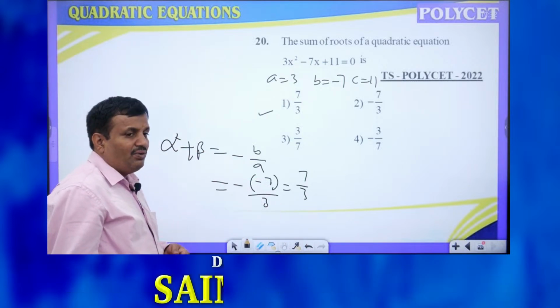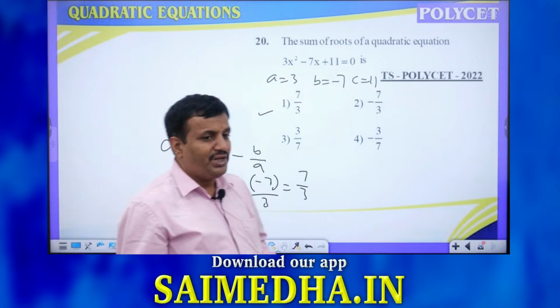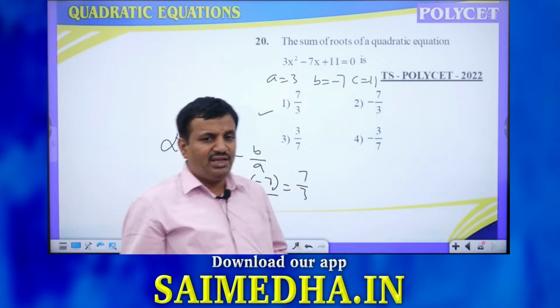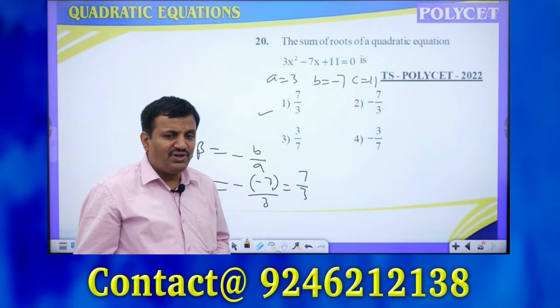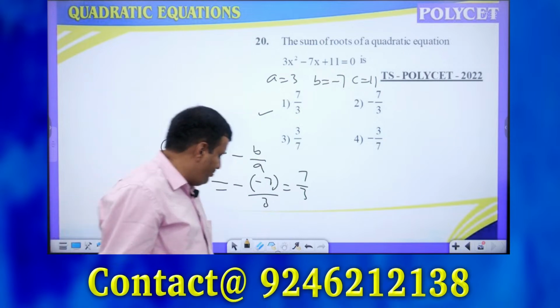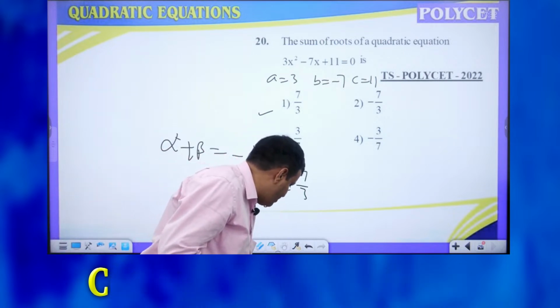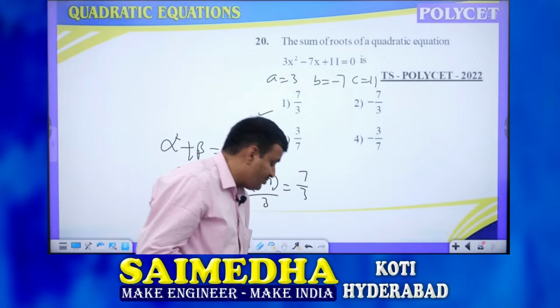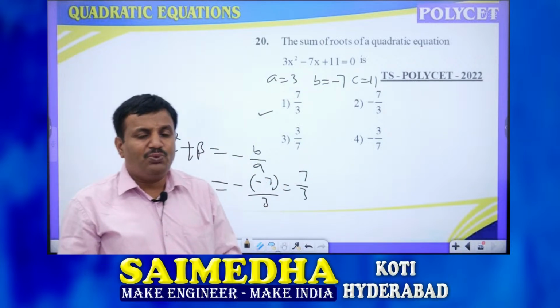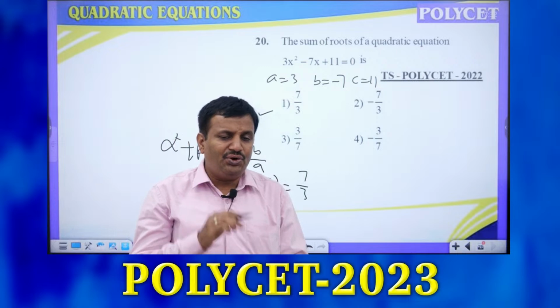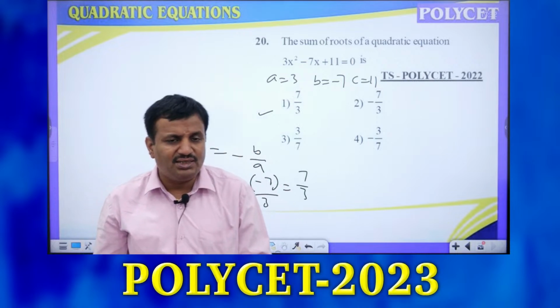So here, once again, if we look at a revision: quadratic equation degree. What is the degree of the quadratic equation? 2. Standard form is ax square plus bx plus c equal to 0. A should not be 0, we discussed all that in the beginning slides.